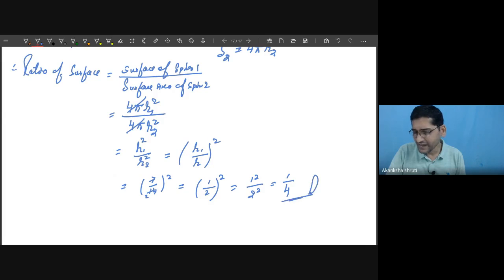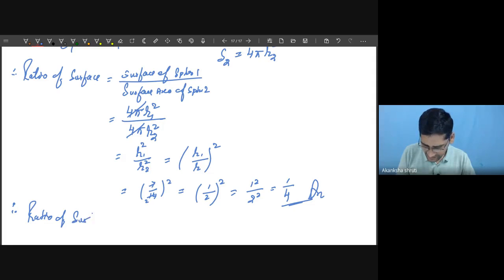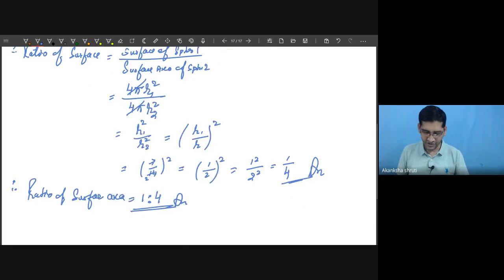Students, keep in mind here, since it is a ratio, the unit will not be there because the unit meter square gets cancelled. So the ratio of surface area is how much? The numerator is 1 and the denominator is 4, so write it as 1:4. This is how it is written.